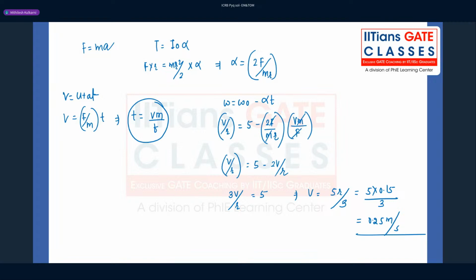What we have done here is used the basics. V is equal to U plus AT formula, and we have written it in the form of omega. Omega is equal to omega naught minus alpha t, because the body is sliding as well as rotating, and we have calculated alpha by means of Newton's law of motion.